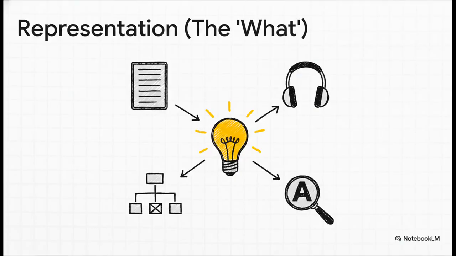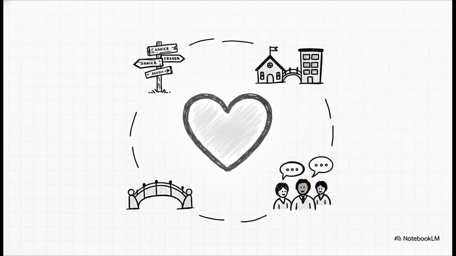First up is representation, the what of learning. This is all about giving learners multiple ways to take in information. So instead of just relying on one format, you offer options. If you've got a written instruction sheet, could you also maybe record a quick audio version they can listen to, or provide a simple diagram? Could your digital text be magnified or read aloud by a screen reader? The goal is just to make sure the core information gets through to everyone, no matter how they best perceive it.